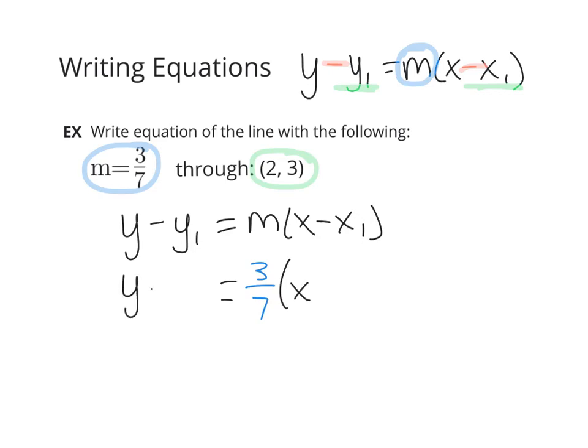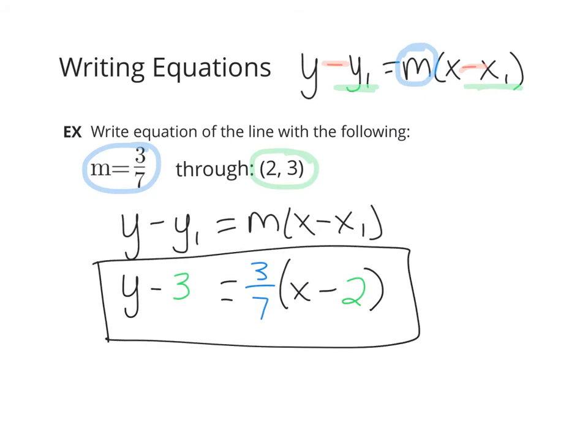x and y stay. Each of them have a minus sign. And in place of the y1, I'm going to put the y value. Well, the y value that's given is a +3. In place of the x1, I'm going to put the x value, which is a +2. So my equation is y minus 3 equals 3/7 parentheses x minus 2. And I am done. That is all I need to do to write the equation of the line in point-slope form. I can graph from here. This is an acceptable answer.